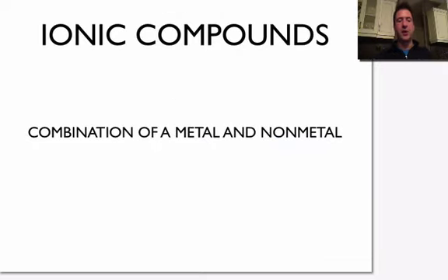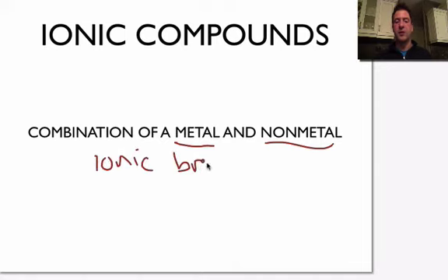Now we're going to talk about ionic compounds. So what are ionic compounds? They are the combination of a metal and a non-metal. Okay, and they form using ionic bonds, very strong bonds. Okay, ionic bonds, they're strong. Strong bonds form a crystal lattice, and they're chemically combined.